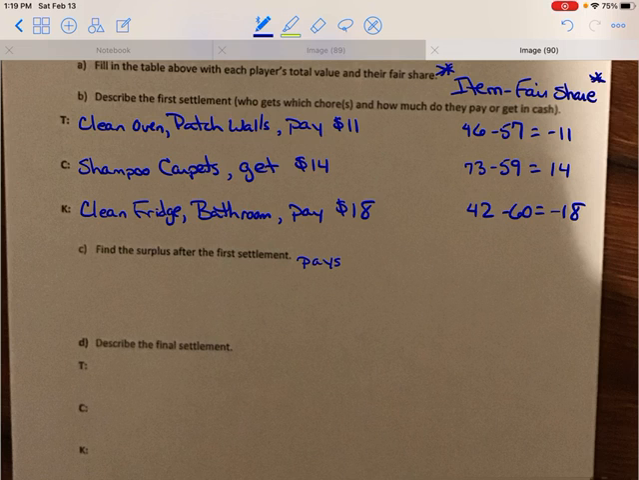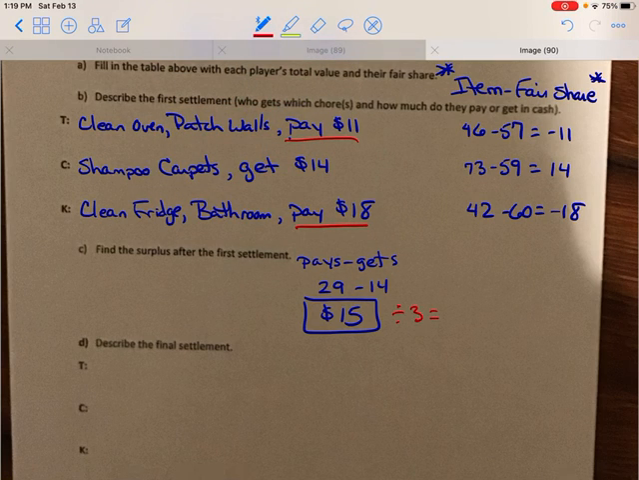From this point on, everything's the same as a regular sealed bid. So the surplus is still pays minus gets. We've got paid in 11 and 18. We'll add those together to get 29. And then the gets is just 14. So our surplus is $15. If we divide that amongst the 3 people, that is going to be an additional $5 each.